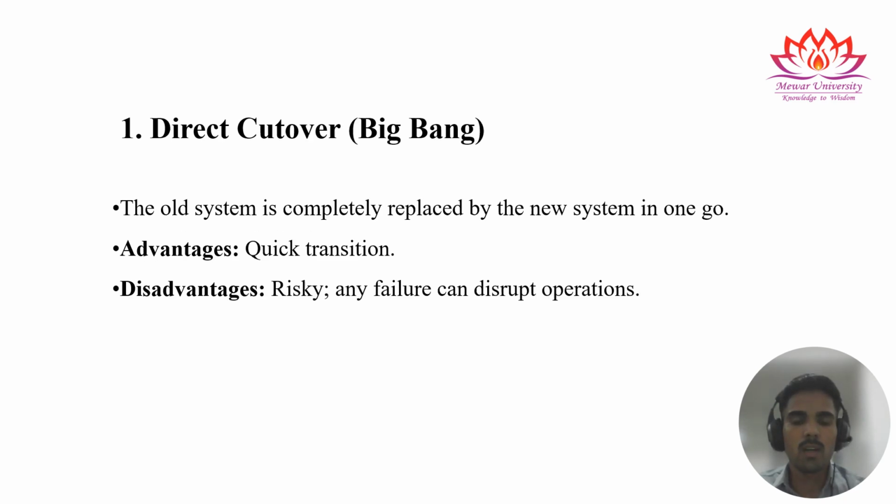Now, direct cutover, or big bang. The whole of the system is completely replaced by the new system in one go. The older system will be completely replaced by the new system. This is called direct cutover. The advantage is a quick transition. The disadvantage is that it is risky; in case of failure, it disrupts operation in our system.